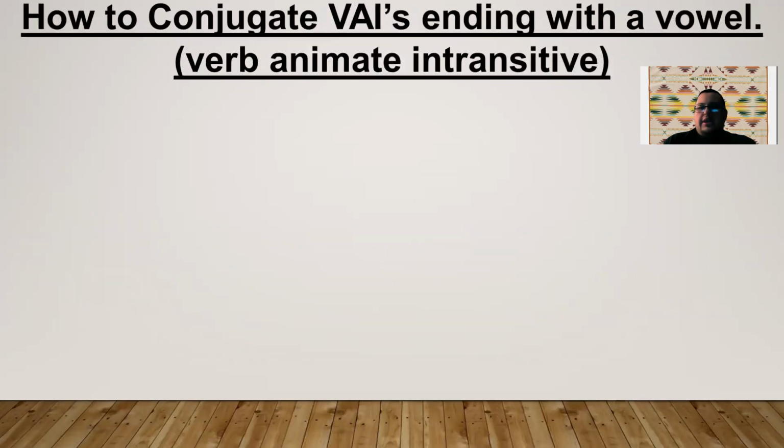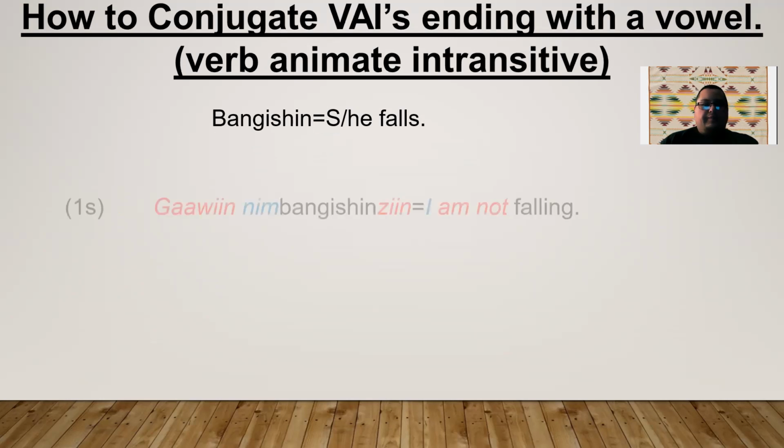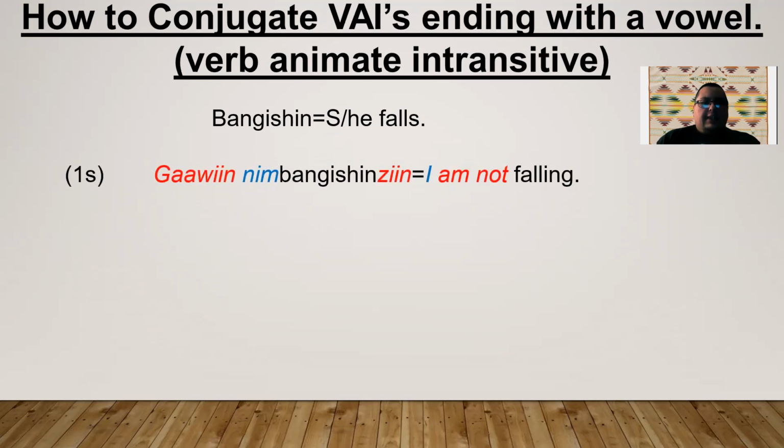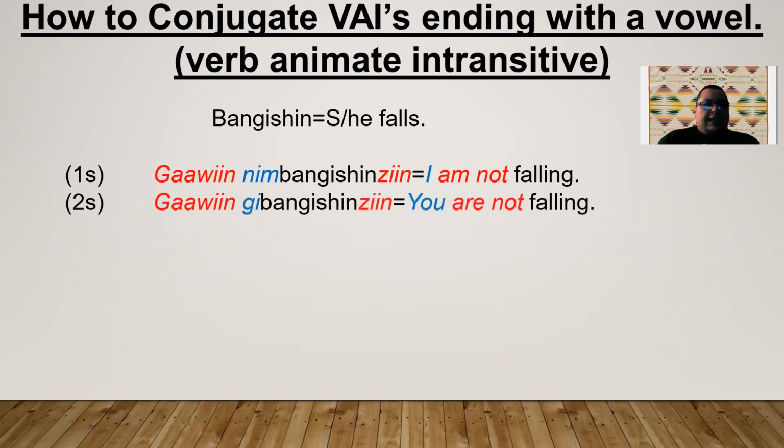And our final example we're going to give today, using the VAIs ending in a vowel and negating those verbs, we're going to use bangishin. She or he falls. First person singular, gawin nin bangishinzin. I am not falling. Second person singular, talking about you. Gawin gibangishinzin. You are not falling.